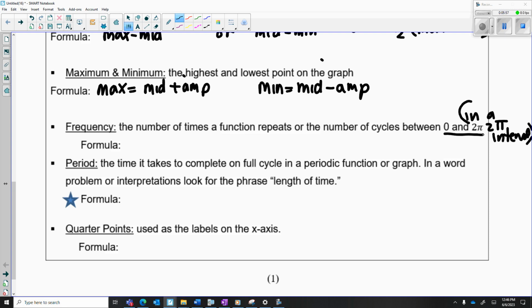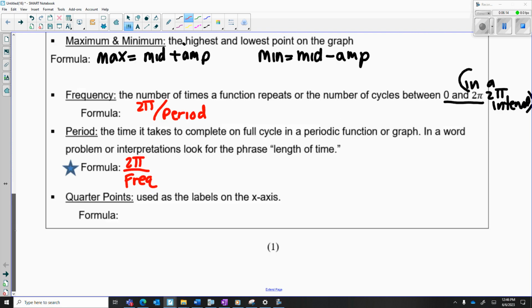The formula for frequency is 2 pi divided by the period. The formula for period is 2 pi divided by the frequency. The period of the curve is how much space along the x-axis that one full curve takes up. And the quarter points are what we're counting by along the x-axis. And to get that, you do period divided by 4, aka quarters.